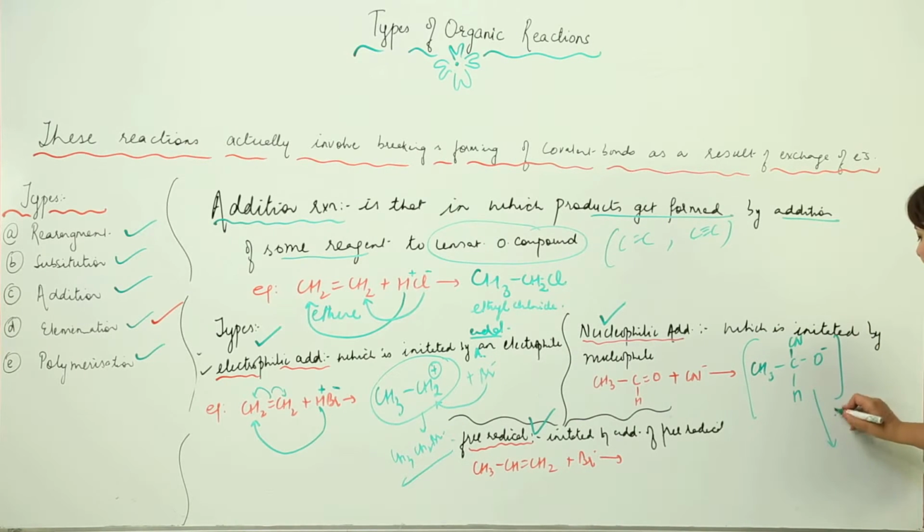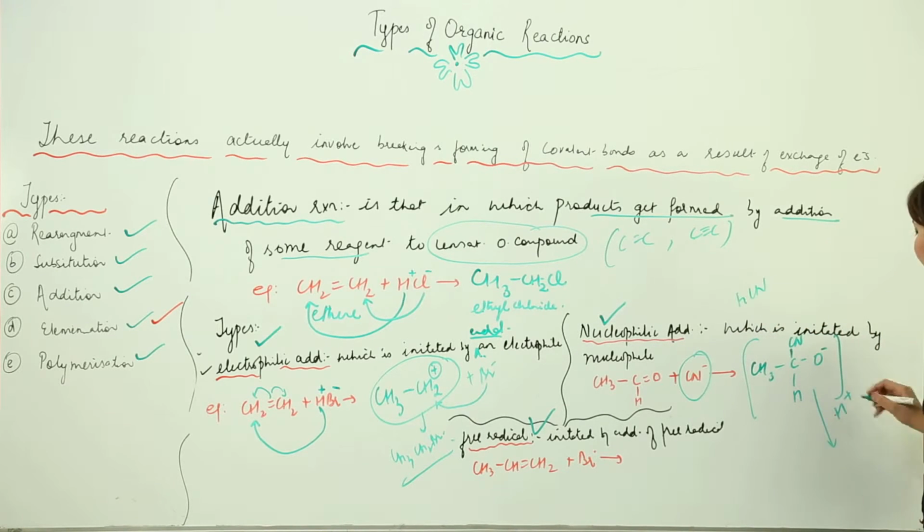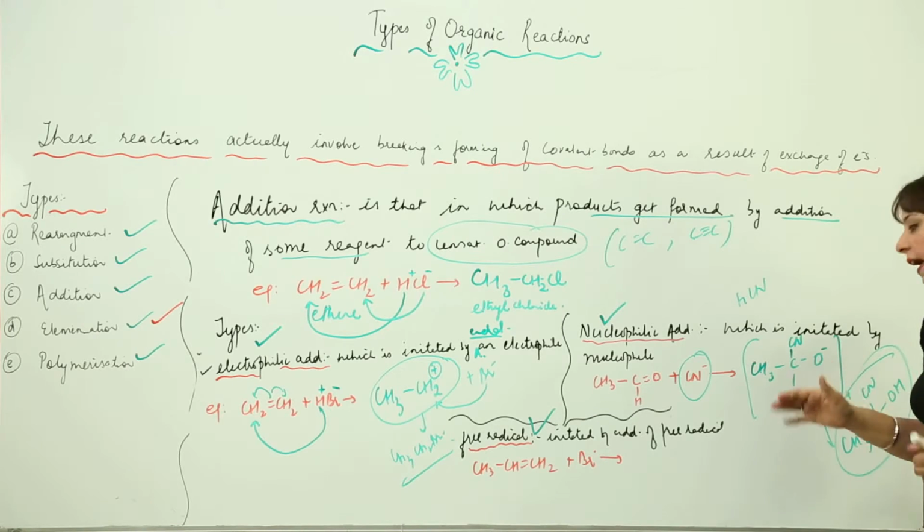Now, in the second step, we add H positive, because CN was not alone, it was actually HCN. So, what happened now? It forms CH3, CH, CN, and O gets attached to H, forming OH. So, this is called acetaldehyde cyanohydrin, acetaldehyde cyanohydrin.